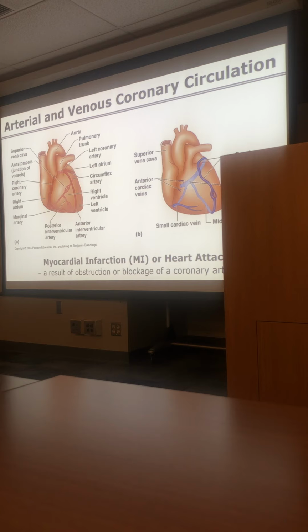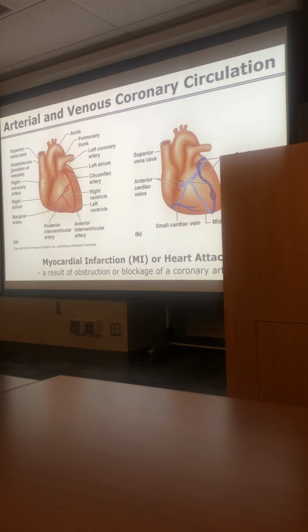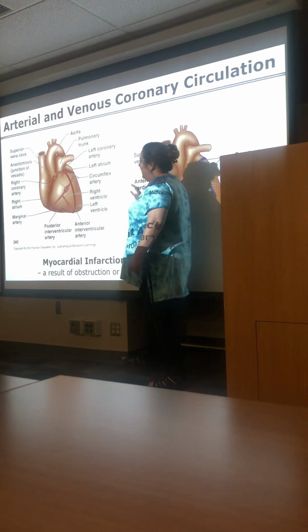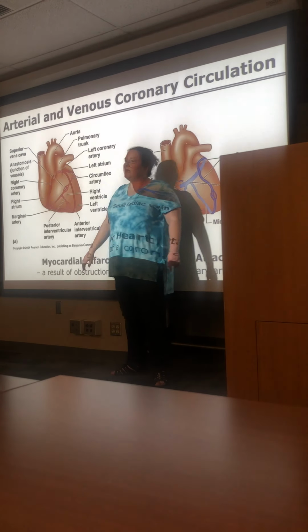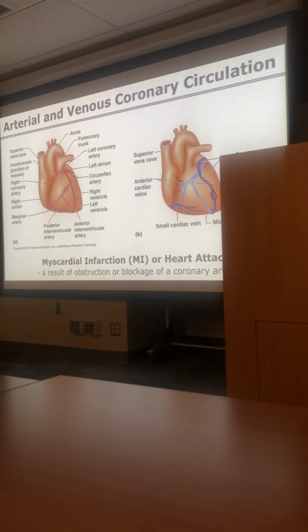If we do end up with an area that does not get appropriate blood flow, we can end up with a myocardial infarction, or a heart attack, and it's a result of the obstruction or blockage of a coronary artery. The problem is, if you remember back to histology, that these cardiac muscle cells of the heart wall no longer undergo mitosis, and so if you kill off a bunch of these cells, what ends up being put back in their place is scar tissue, which is non-contractile, and so that can cause problems.